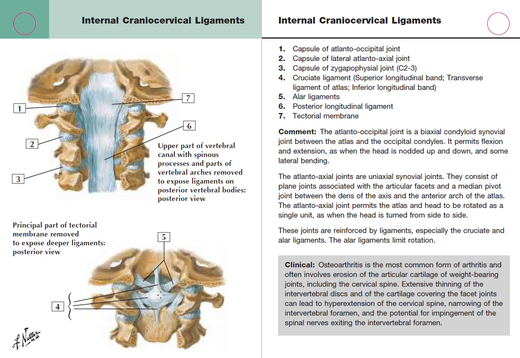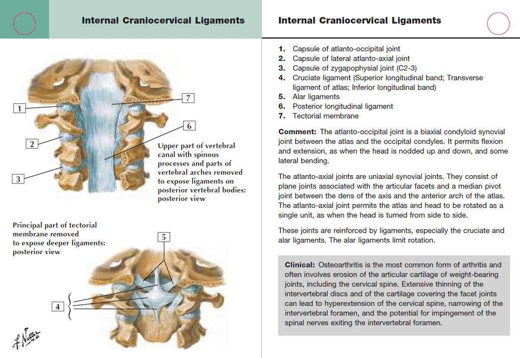Going down here, number 4 is the cruciate ligament. It's called the cruciate ligament because it is literally shaped like a cross. Number 5 here, laterally to the cruciate ligament are the alar ligaments. 6 is the posterior longitudinal ligament. And 7 is the tectorial membrane over here.